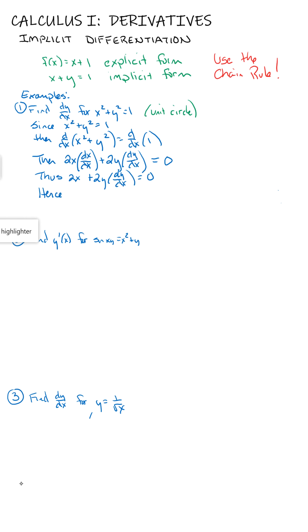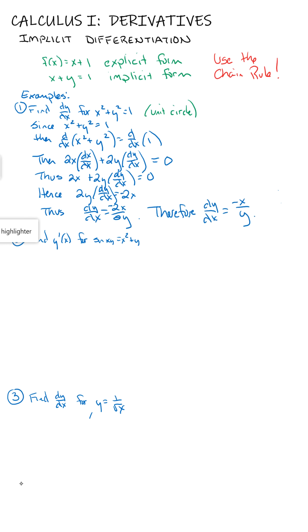And we can solve for dy dx. Notice I'm just trying to solve for this dy dx in there. So we have 2y times dy dx is equal to negative 2x. So dy dx is equal to negative 2x over 2y. Of course, we can simplify that, and we end up with dy dx is equal to, oops, I think I left off a negative. There's a negative there. Negative x over y. And there you go.